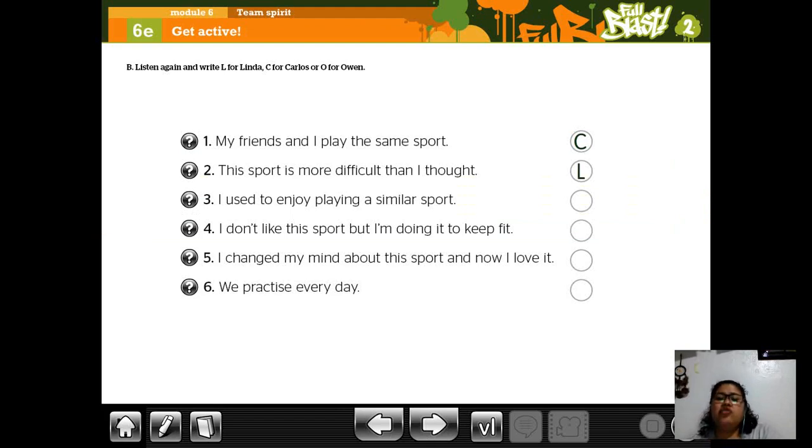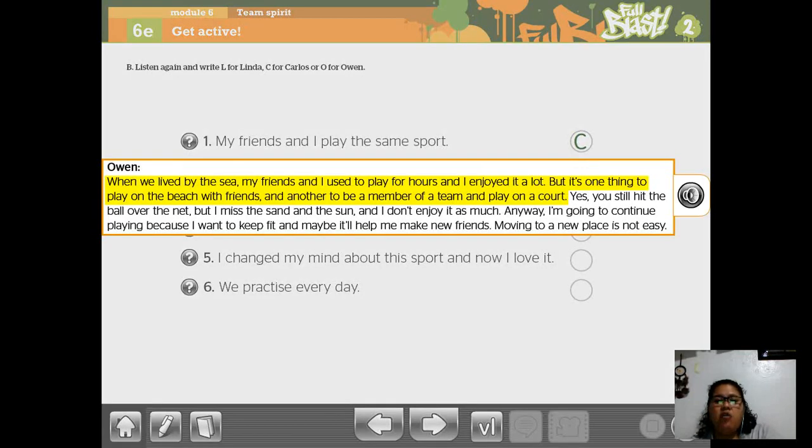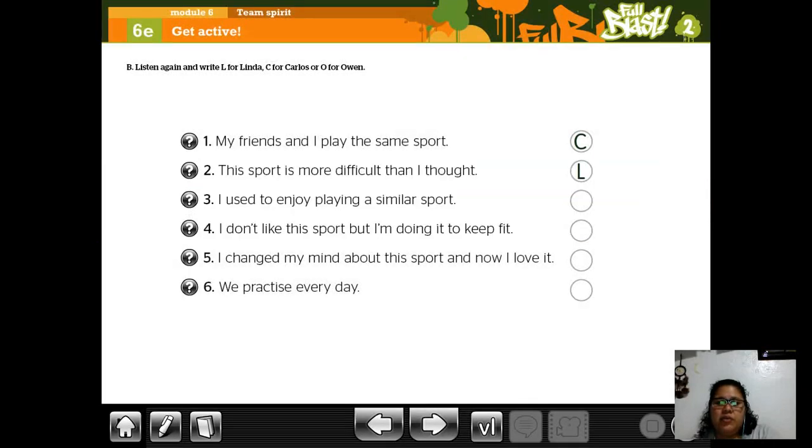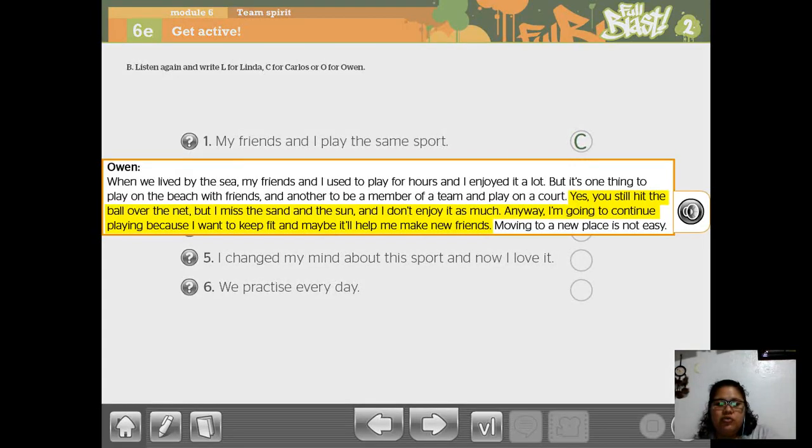Number 3, I used to enjoy playing a similar sport. You mentioned this. Owen. He used to play with hours, play on the beach with friends. Prácticamente que jugaba pues, voleibol, pero de playa, ¿no? Owen. Number 4, I don't like this sport, but I am doing it to keep fit, just to be in shape. Who said that? Owen.